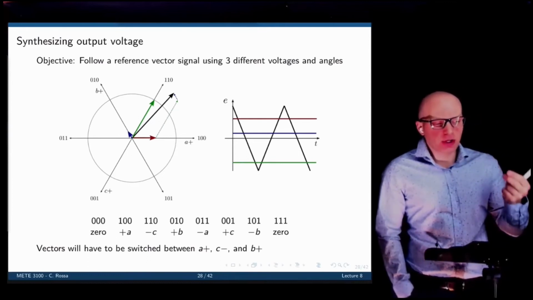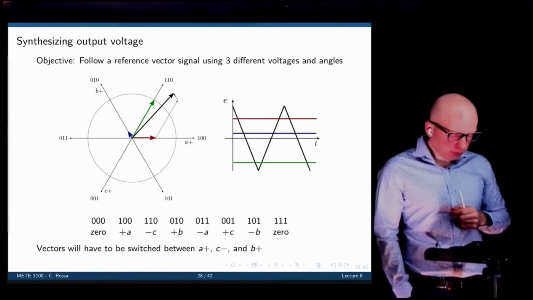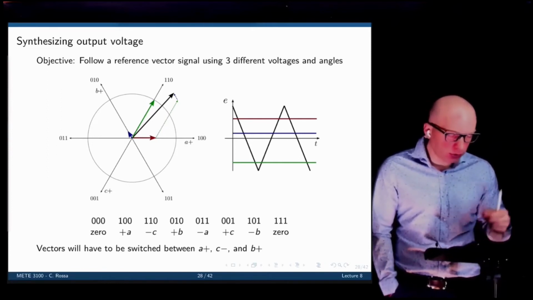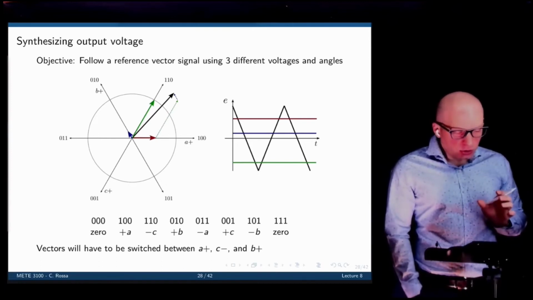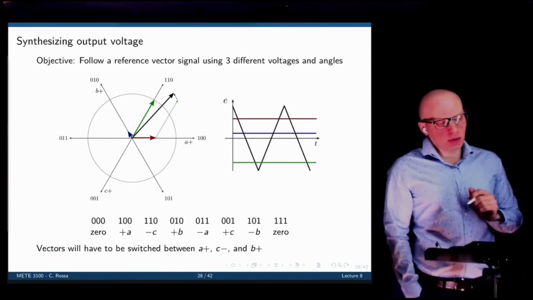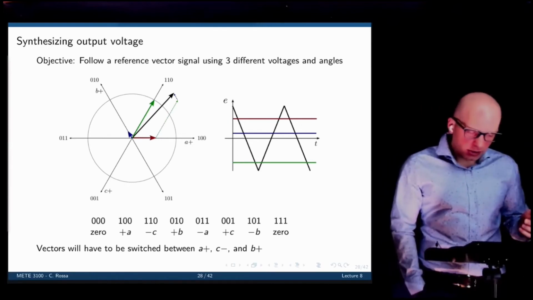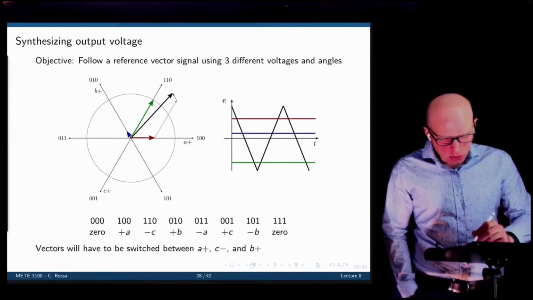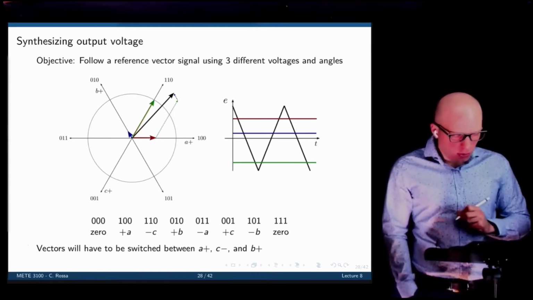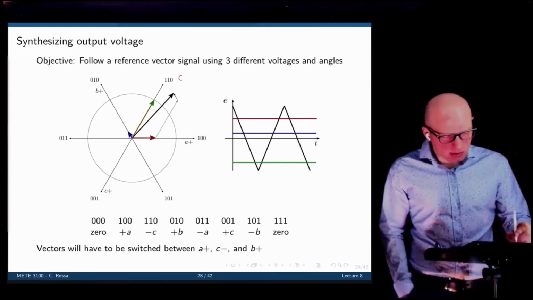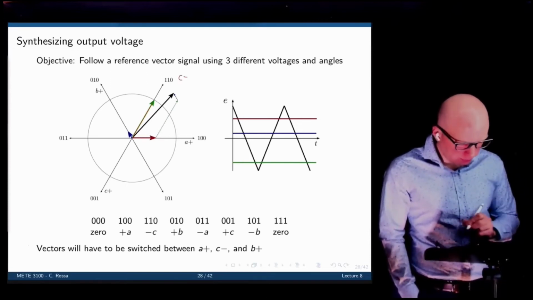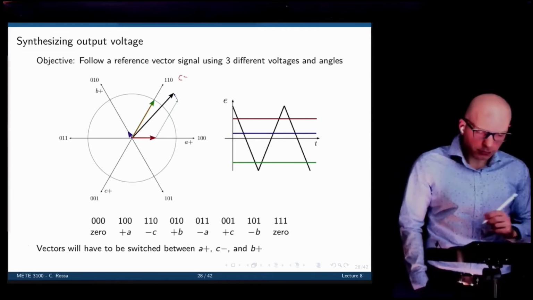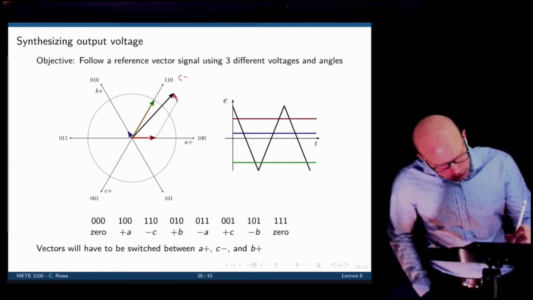We don't have that vector in our discrete collection of possible vectors. We only have 1, 0, 0 and 1, 1, 0. We now need to recreate that vector with a linear combination of other vectors. So here, one possible solution is to decompose that vector into 3. We have one component along 1, 1, 0, that is C minus. We have one component around A plus, that's 1, 0, 0, and you have another component around B plus that will connect the vectors together.